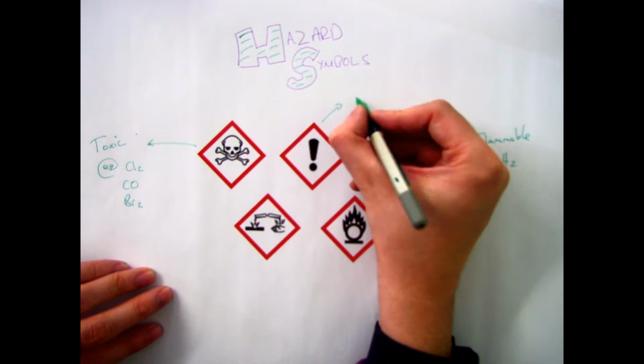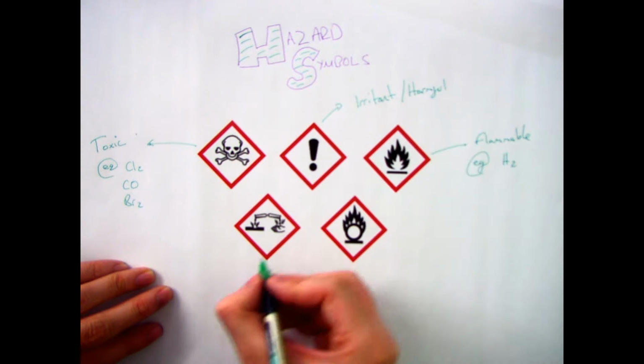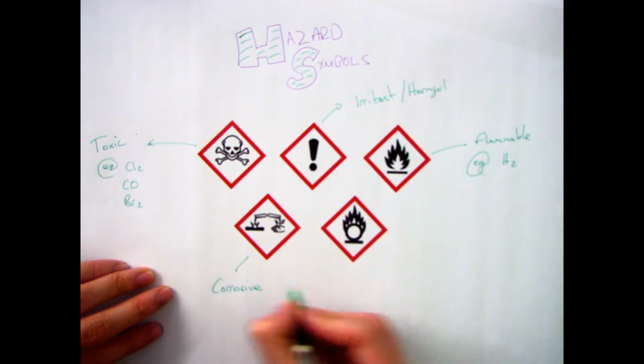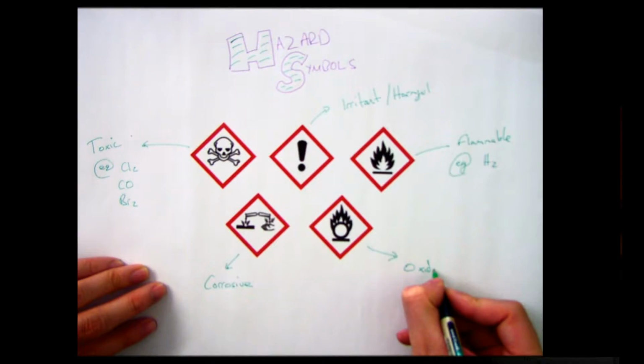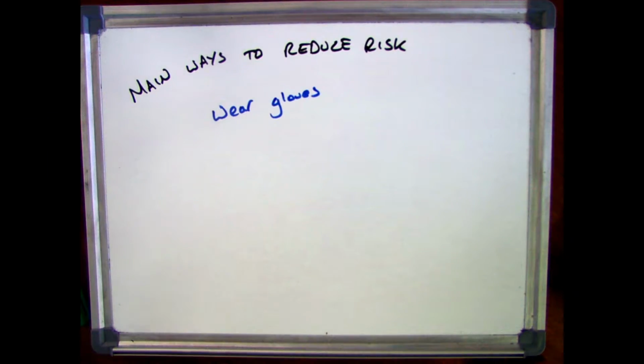At the top we have our exclamation mark. This means either irritant or harmful. We have corrosive down at the bottom left here, and then oxidizing over on the right hand side. Now it's important to know all of those, but it's also important to know ways we can reduce risk.